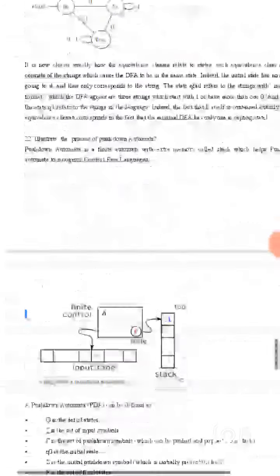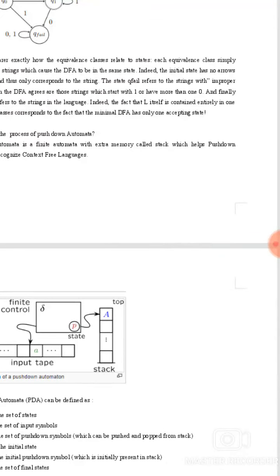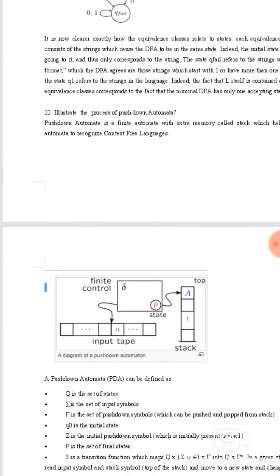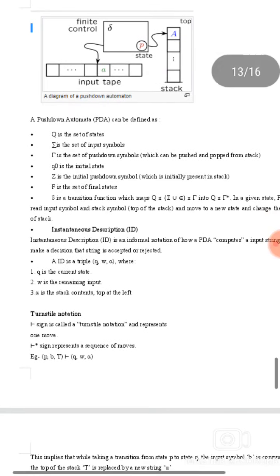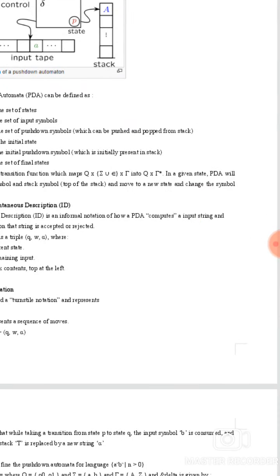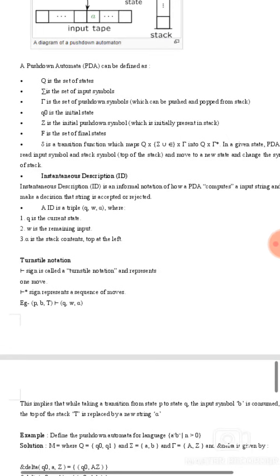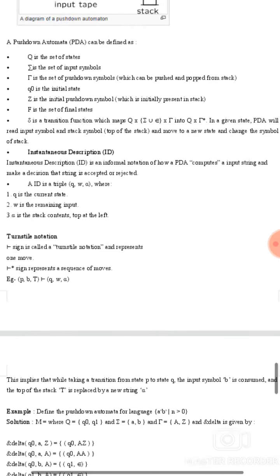22nd question, illustrate the process of push-down automata. A push-down automaton has extra memory called a stack, which helps it recognize context-free languages. A push-down automaton can be defined with Q a set of states, sigma a set of input symbols, gamma a set of push-down symbols, q0 the initial state, Z the initial push-down symbol, and F the set of final states. The transition function maps Q cross sigma union epsilon cross gamma into Q cross gamma star. In a given state, the PDA will read an input symbol and a stack symbol, move to a new state and change the symbol on the stack.